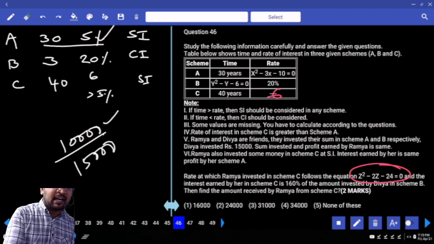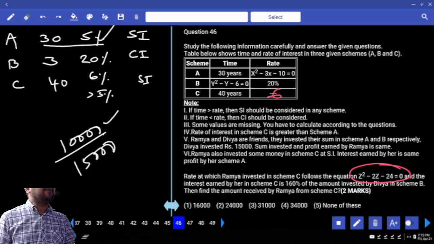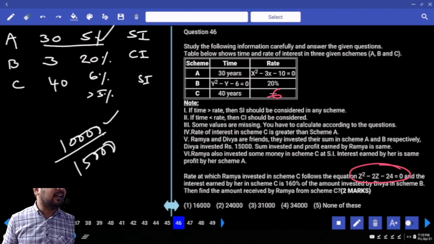Is 6 accepted or not? Yes, because that is greater than 5 only. If the time is more than the rate of interest, we consider simple interest. Are you clear?